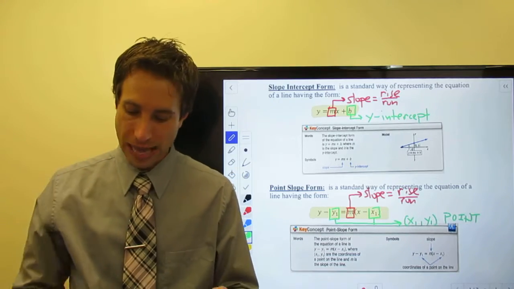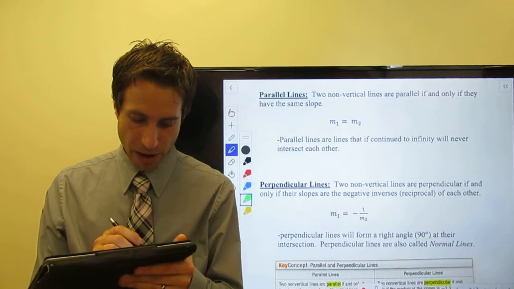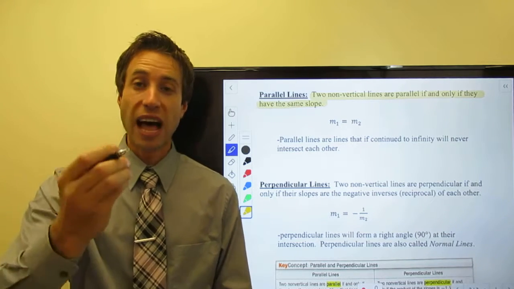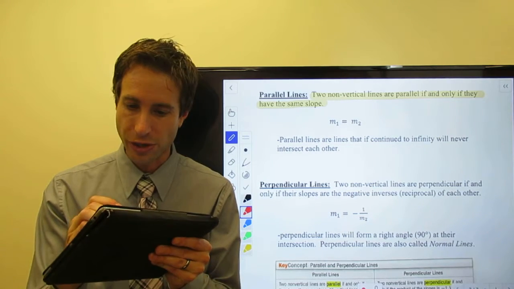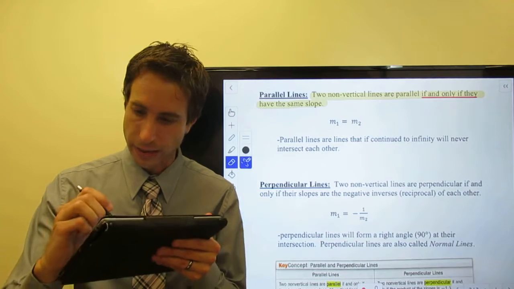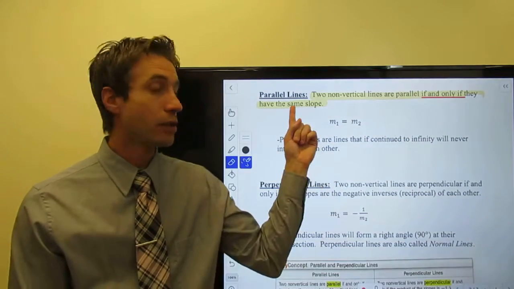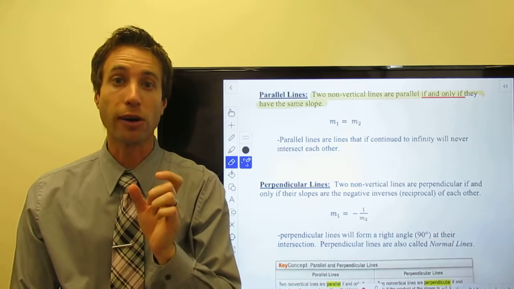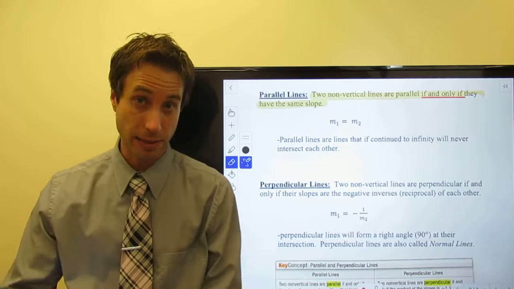Now, parallel and perpendicular lines, here's what you guys need to know. For parallel lines, lines are parallel if, this is key, this is conditional, if and only if, slopes are the same. So they are parallel lines if the slopes are equal. They must be equal. If the slopes aren't equal, they're not parallel lines, okay?